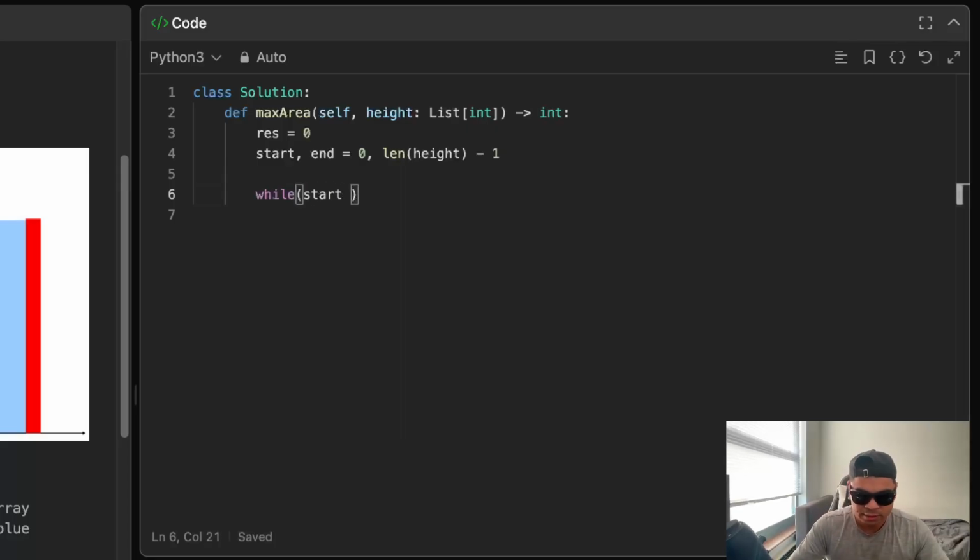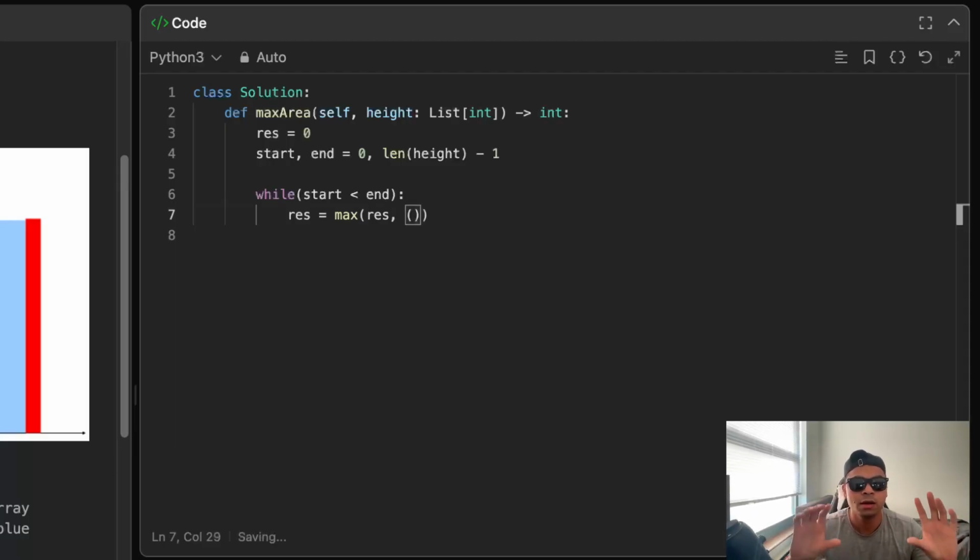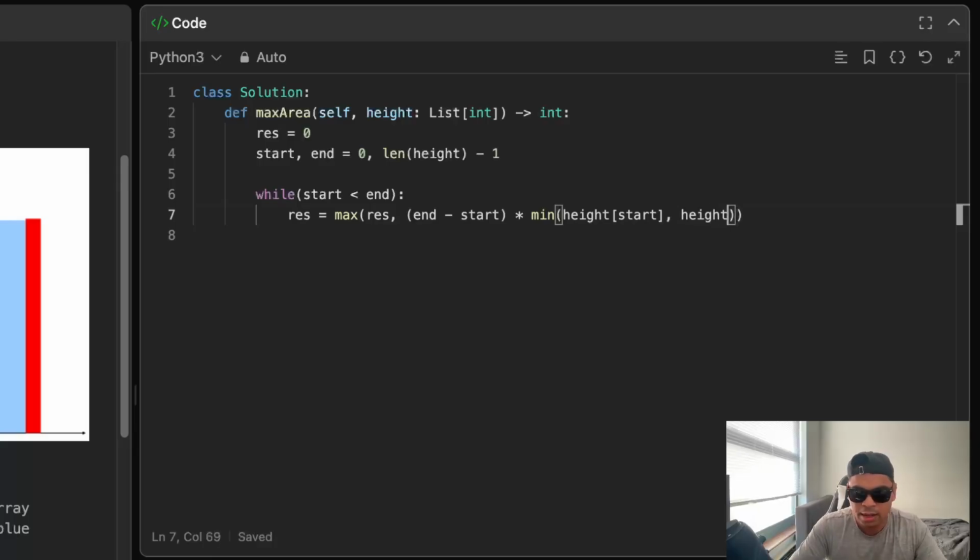while start is lesser than end, until then, what we want to do is update our result. What is our result? Max of the previous result. We want to find out the volume of water that will be within the current pointers. So that would be the width. How are we finding width? End will be pointing to the last index, end minus start, right? That's giving us the width, and that will be multiplied by the minimum of these values. So height start or height end.